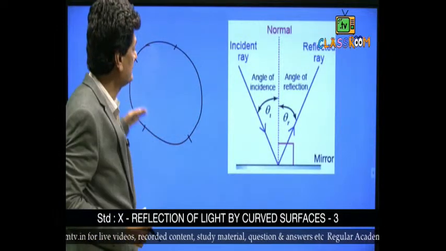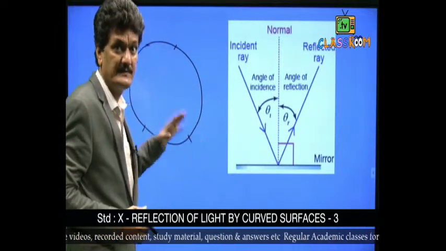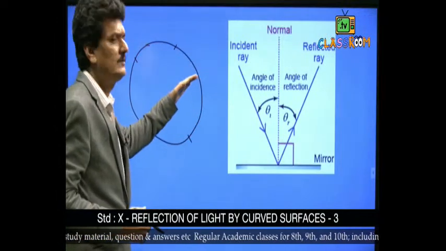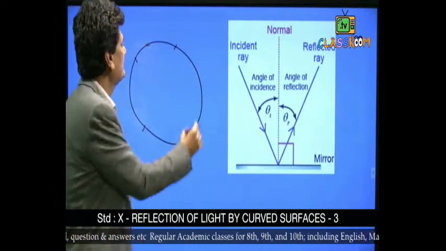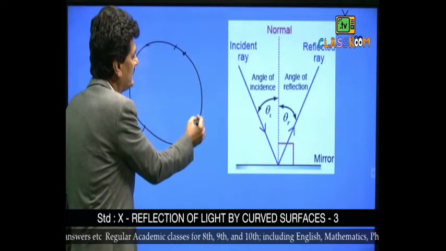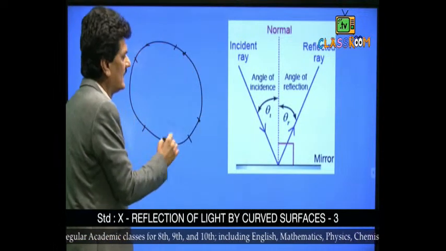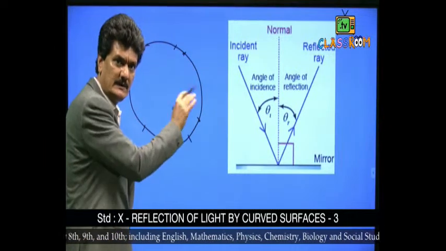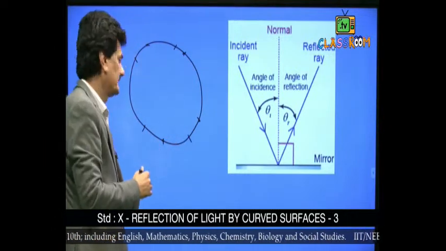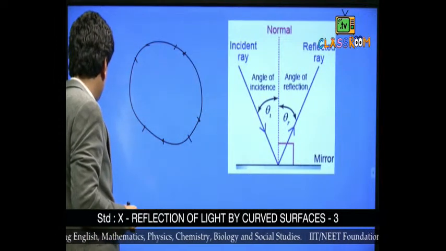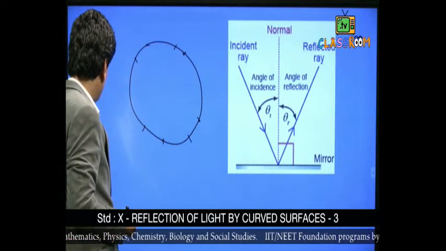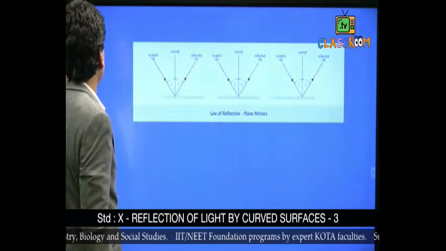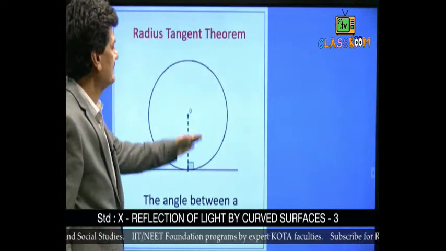But now we will use the geometry of this circle, which is representing the sphere, to find out how to draw a line perpendicular. That means at any point on this circle, how to draw a line which is perpendicular to the circumference of the circle. In this we will make use of one important theorem regarding circles. That theorem is the radius tangent theorem.